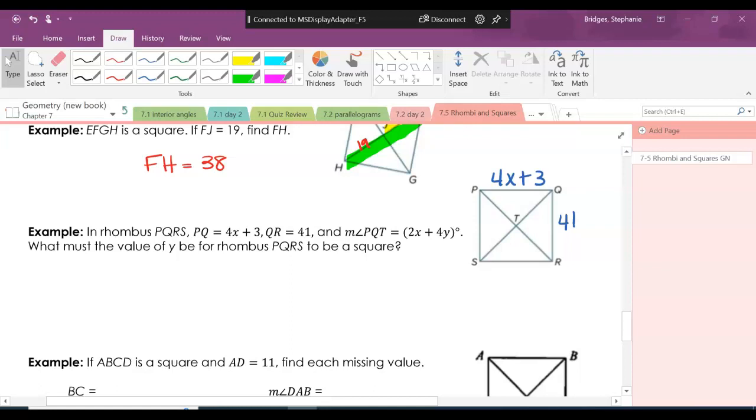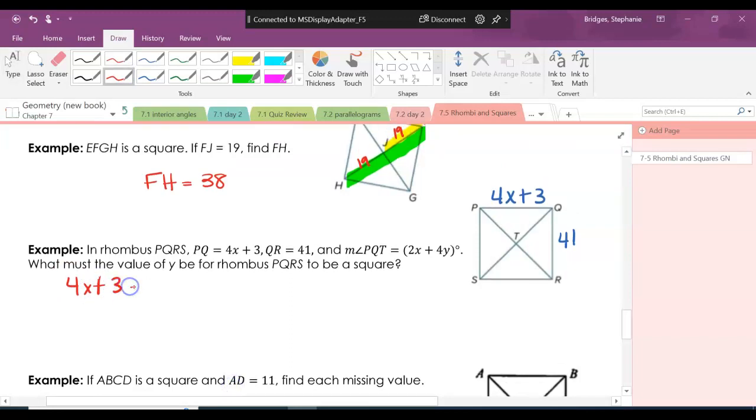What do we know about all four sides of a rhombus? They are all congruent. So if I know that PQ is 4X plus 3 and I know QR is 41, what should I do to be able to solve for X there? Set those what? Equal to each other. So go ahead and do that. Write your equation. Go 4X plus 3 equals 41, and go ahead and solve that for X for me, please.